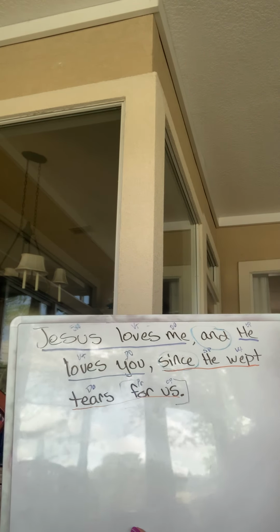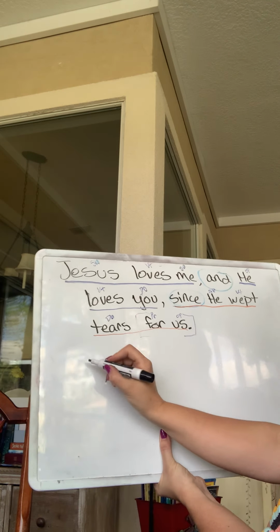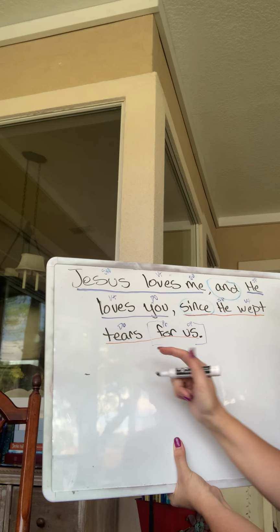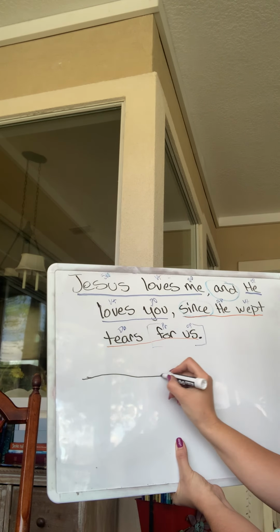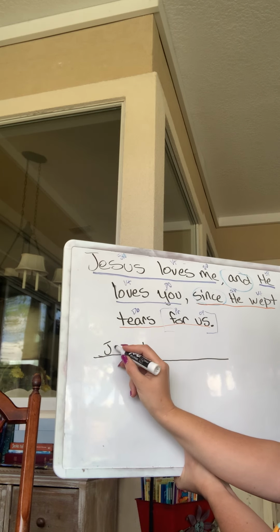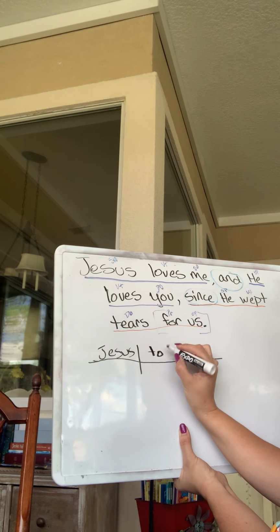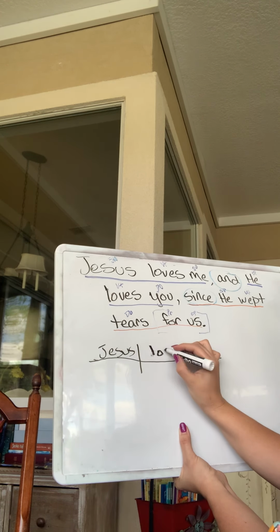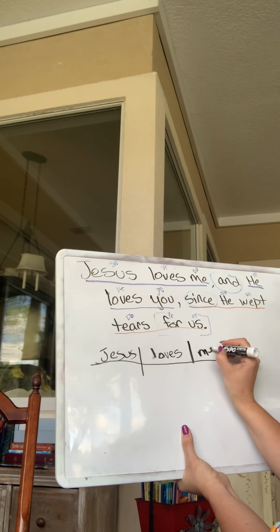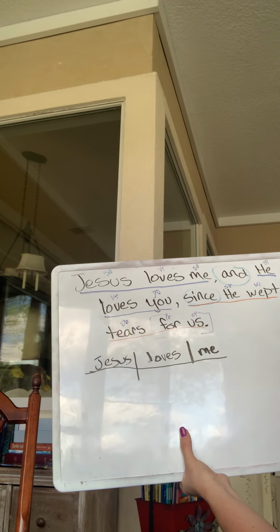So, diagramming, remember your independent clauses are going to come highest, okay? So we're going to start with our cross. Let's start with our first independent clause. Start with our cross, okay? Subject to the left, Jesus. Verb to the right, loves. Okay, and then direct object, me. All right, Jesus loves me. That's your first independent clause diagram.